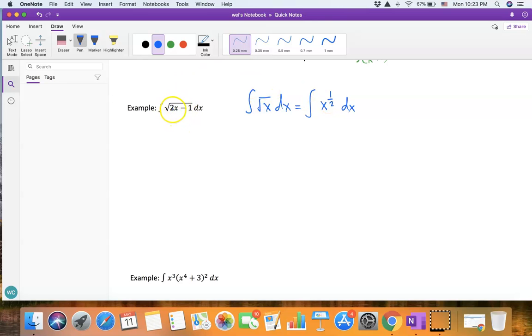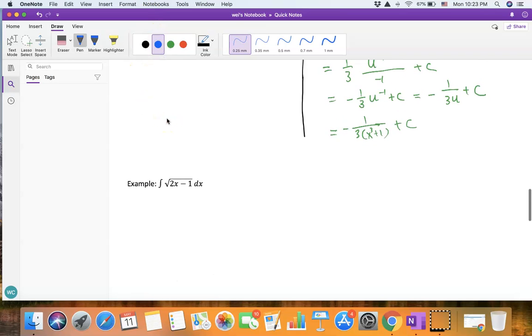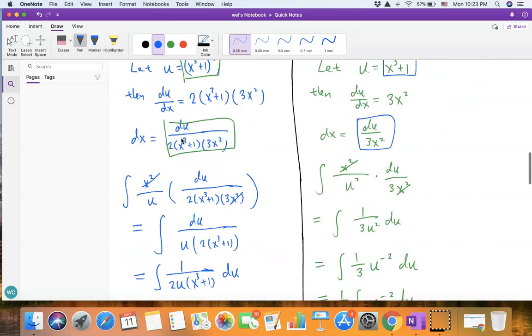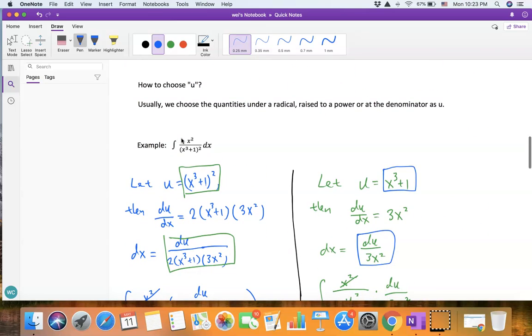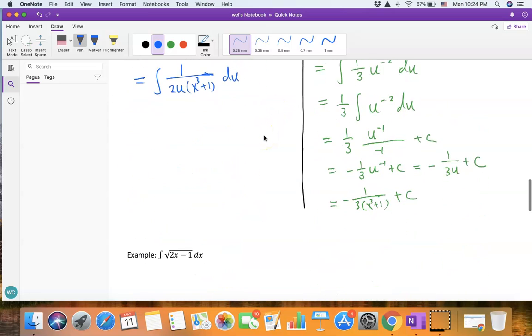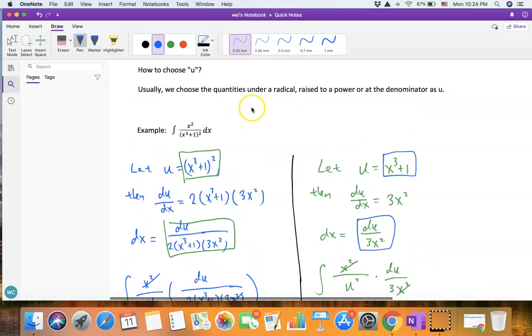However, here we have 2x minus 1 inside the square root. Therefore, we cannot do the power rule. Here we need to use substitution. Let's see, in this case, what should we let be u? Right, we should let u be 2x minus 1 because 2x minus 1 is under the square root.